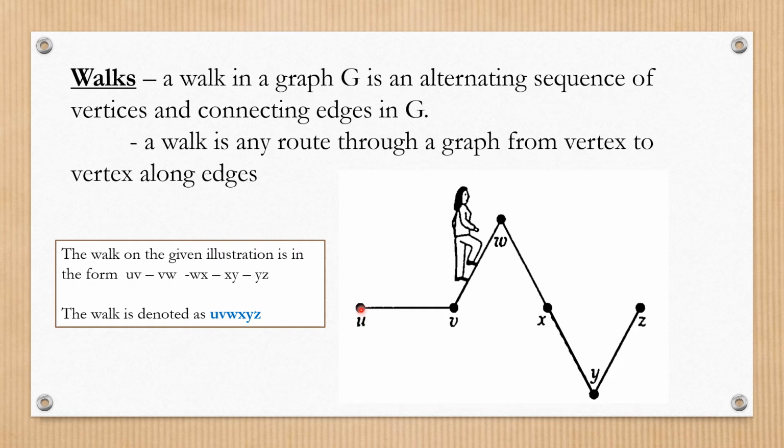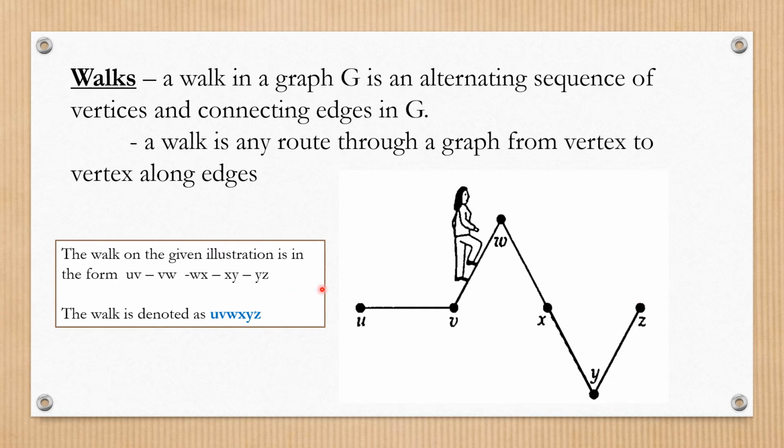For example, we will start at U, then we will walk towards V, then we will walk towards W. We can stop at W if we want to. So we walk from U to V, then V to W. Or if you want to continue, we will walk from W to X, then X to Y, and Y to Z. That's it.